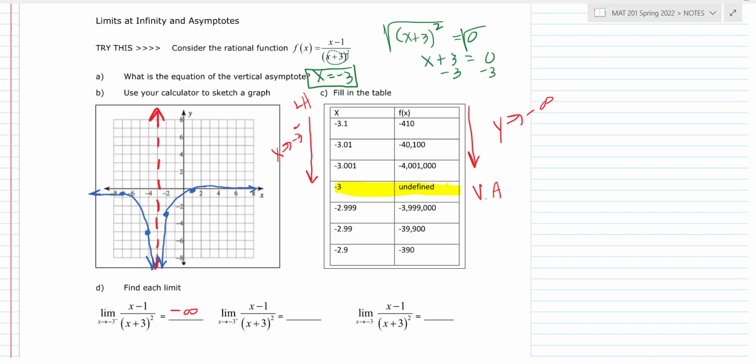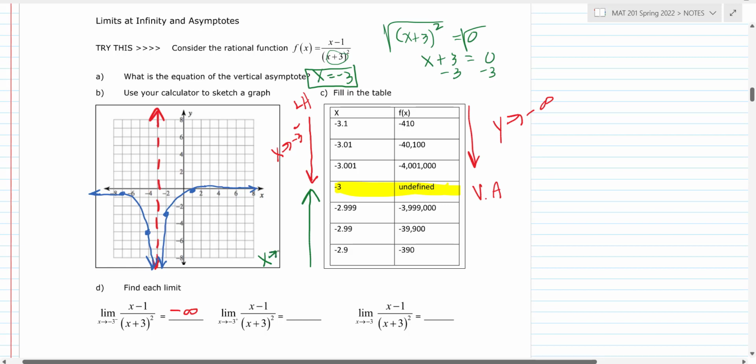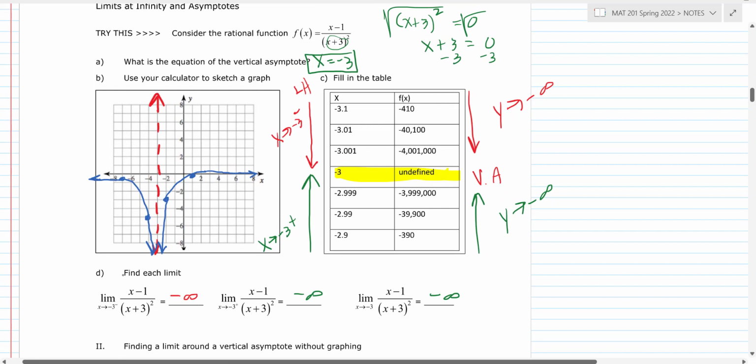Okay, your right-hand limit, you're coming from above, so x is approaching negative 3 from above. We'll look at the y values. The y values are doing the same thing. They're just getting smaller. So y is also going to negative infinity. All right. And then on this problem, since both the left and right hand limits are equal, so is the two-sided limit. Okay. So that's hopefully what you got as your answer.